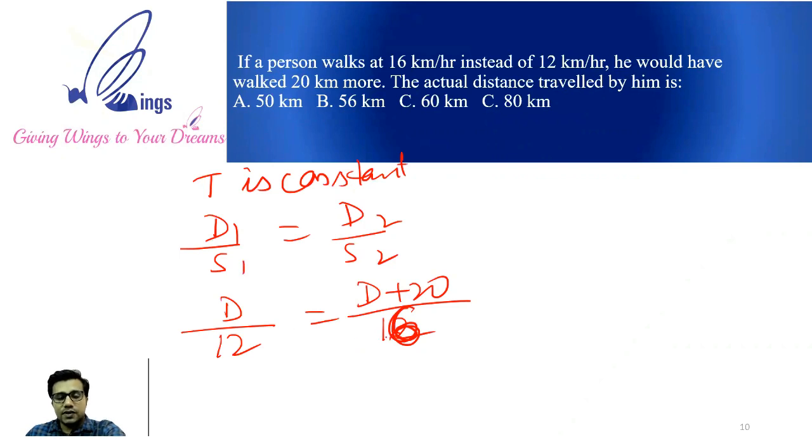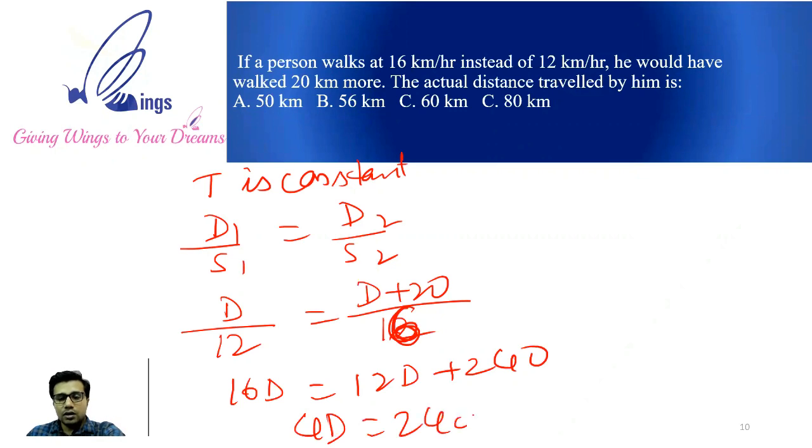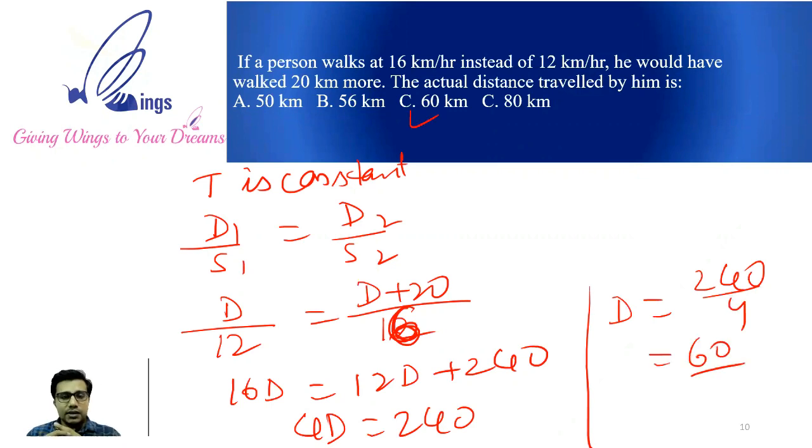Now cross multiply this, we get 16D is equal to 12D plus 240. So bring 12D to this side, we get 16D minus 12D, that is 4D equal to 240, which means D is equal to 240 by 4. Now here we applied this formula, D1 by S1 is equal to D2 by S2.